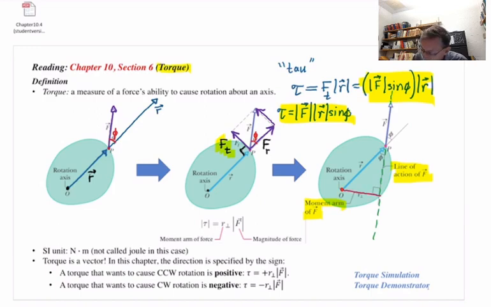I'm eyeballing it so that I get a right angle when that red line I just drew hits the green line that is the line of action. And that red line that hits the line of action at a right angle is called the moment arm of the force. Your book's symbol for moment arm is R with a subscript perpendicular symbol, because the moment arm is the perpendicular distance from the axis of rotation to the line of action.